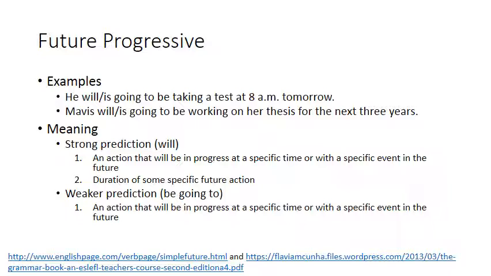So the same thing, he is going to be taking a test at 8 a.m. tomorrow. We're talking about an action that's going to be in progress at a specific point in time. It's just not as strong of a prediction as will. And the same thing for the duration of some specific future activity. Mavis is going to be working on her thesis for the next 3 years is again a prediction, but a weaker prediction about how long something is going to happen.